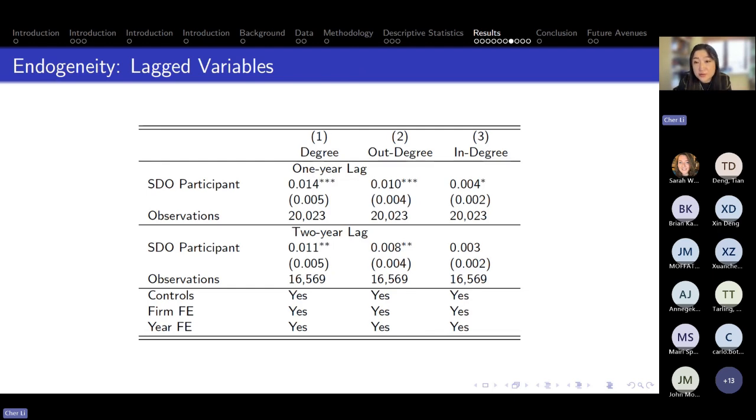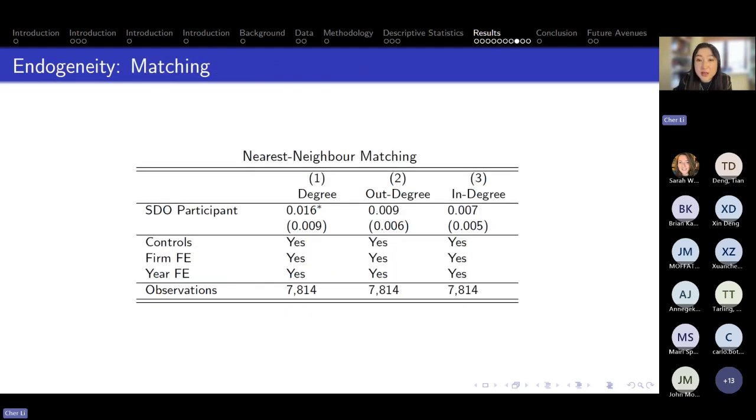The first one is, to make sure results are robust to the potential reverse causation, we use lagged explanatory variables by measuring the SDO participation behavior 1 year or 2 years before we measure the centrality, and the results still hold. We also use a matched sample by comparing like with like. So we match the SDO firms to some similar non-SDO member firms, and then our estimation uses the matched sample. It shows that our results are still relatively robust, although the degree centrality result is gone here, but overall we still have that.